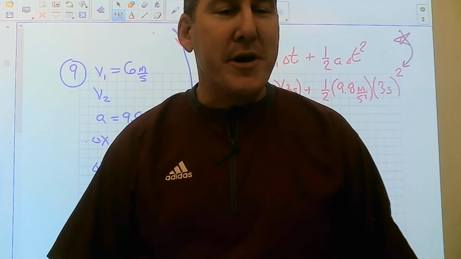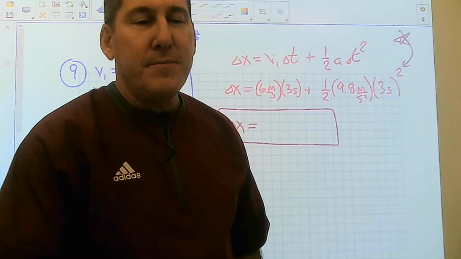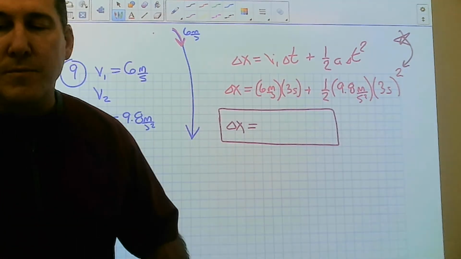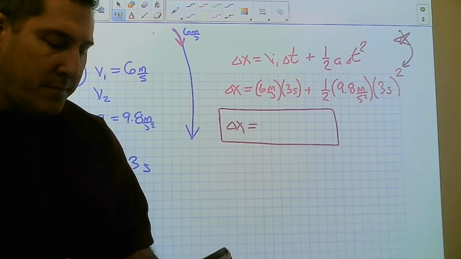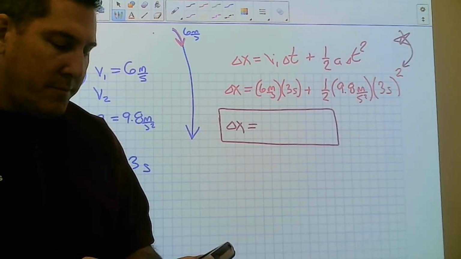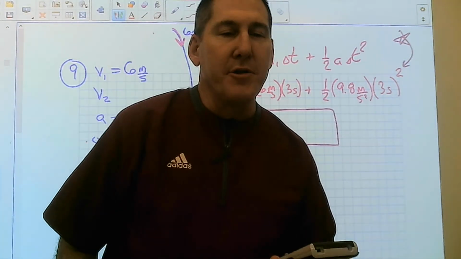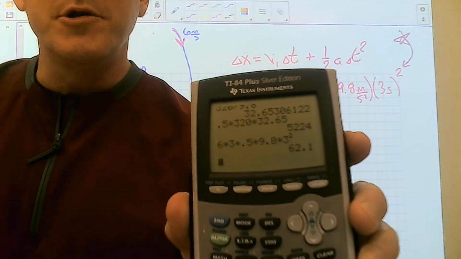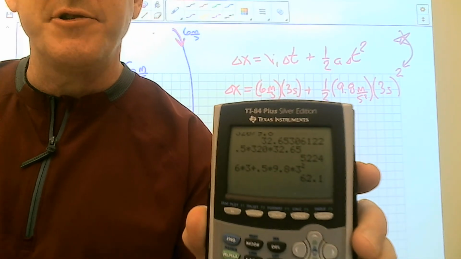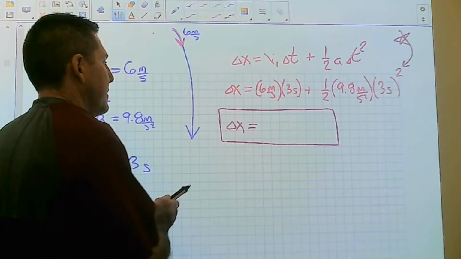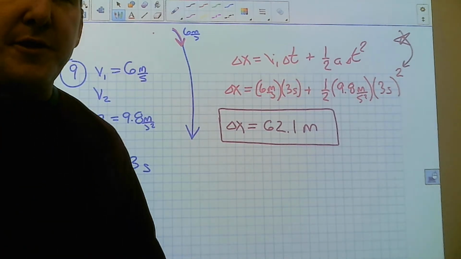Annie and Molly were pretty quick on that. Nice job. Keep coming. Got a handful of answers in. Give me a few more here. Now they're rolling in. Nice. Most of you got what I got. So 6 times 3 plus 0.5 times 9.8 times 3 squared is 62.1. That's almost 200 feet.